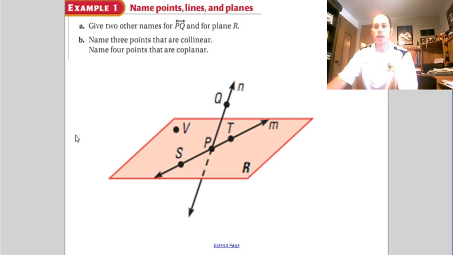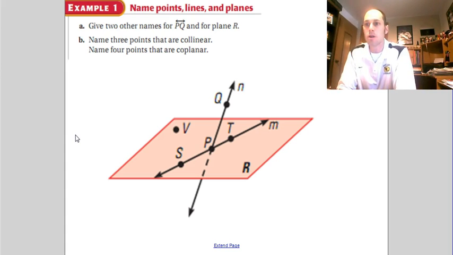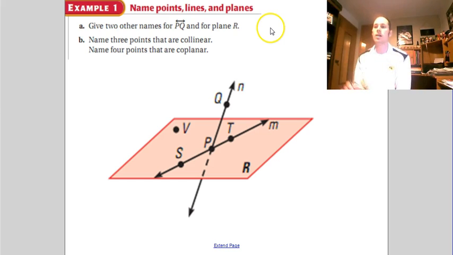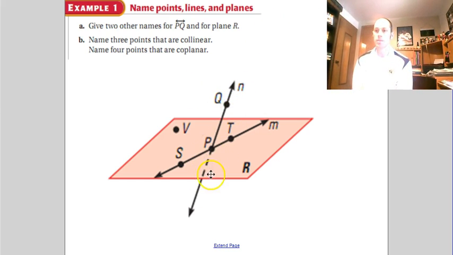Now let's do some work with that. Looking at the diagram, question A says give two other names for line PQ and for plane R. So if we're looking at PQ, it would be this line here. What's another way to name that? Well, we could name that line QP.